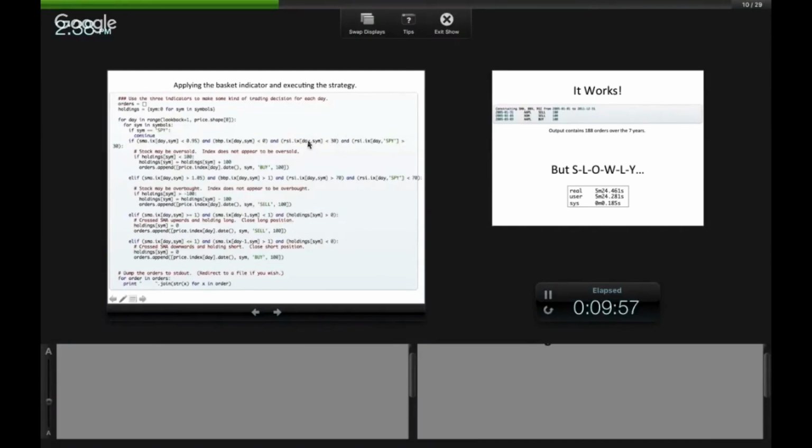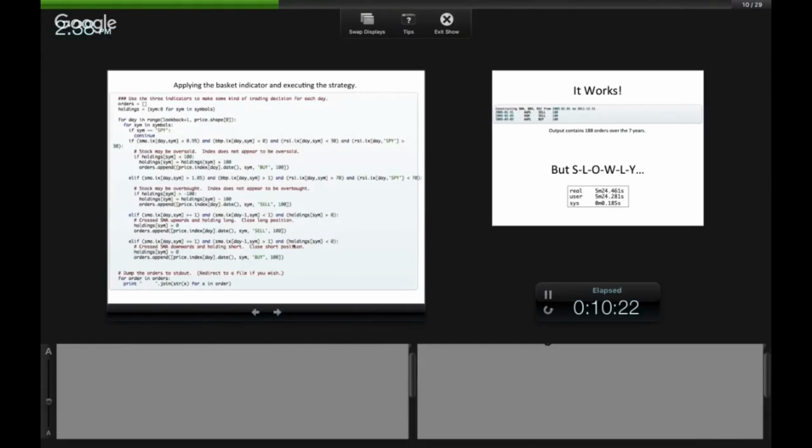And my RSI is below 30, which means the RSI indicator is showing that I'm in an oversold range and may soon turn upwards. And the index is not oversold, which means I have my divergence that I wanted. Then, if I'm not already holding the stock long, I'll output an order to buy the stock on this date.